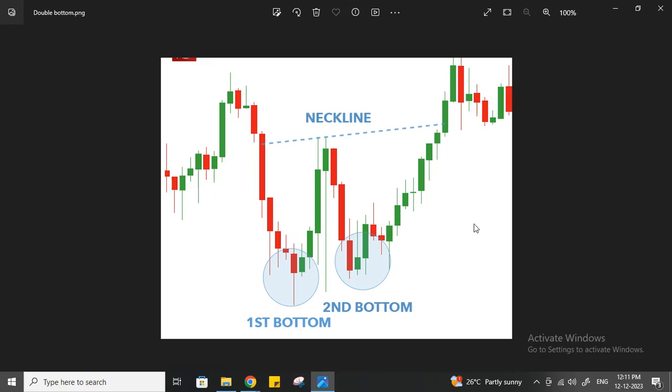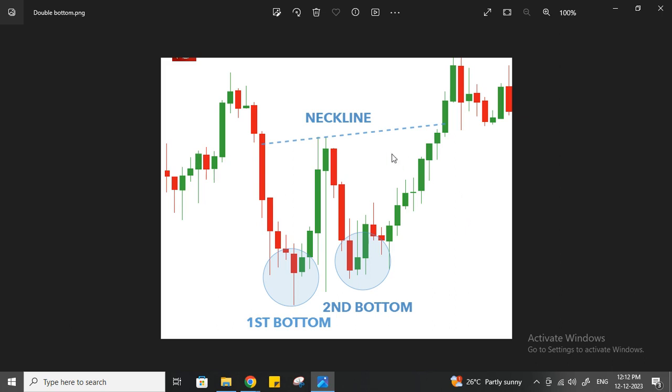So today we'll see a basic understanding of what the double bottom pattern is, how to identify this particular pattern, when it occurs in a market, and by using this pattern, how to plan your investment and trading plan.